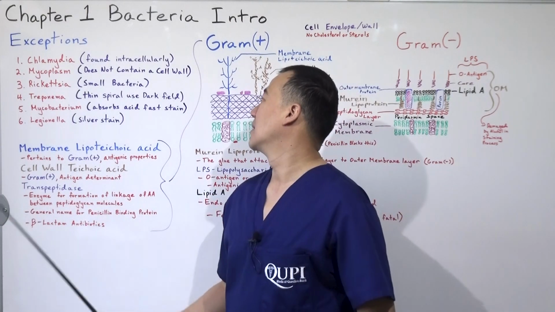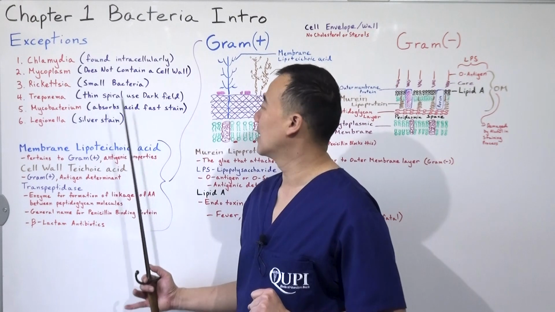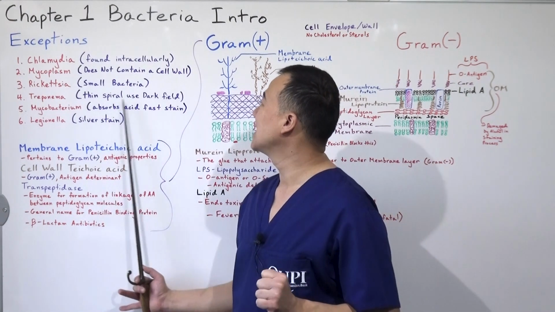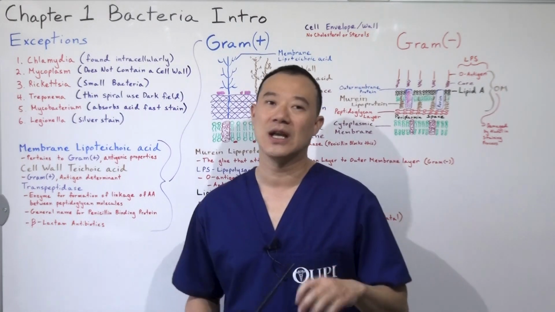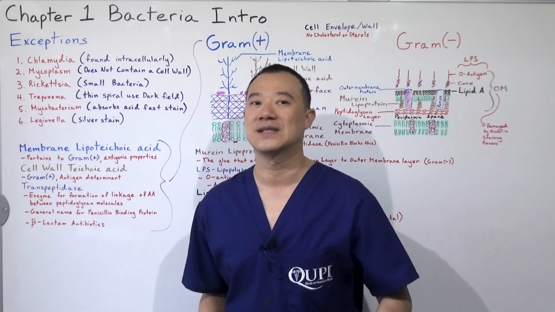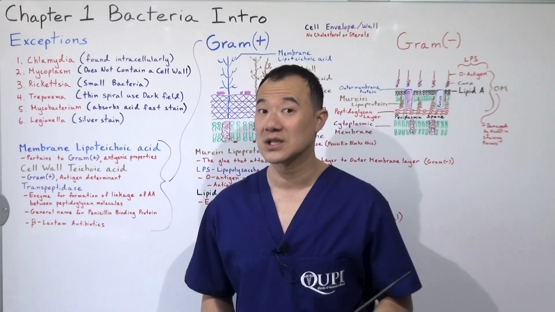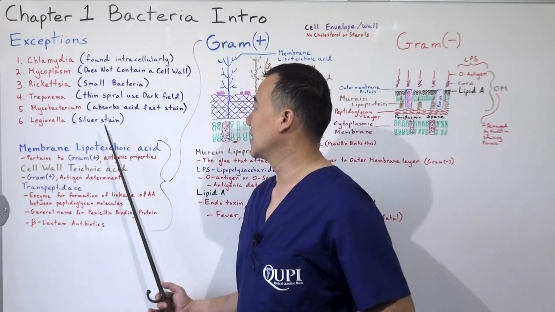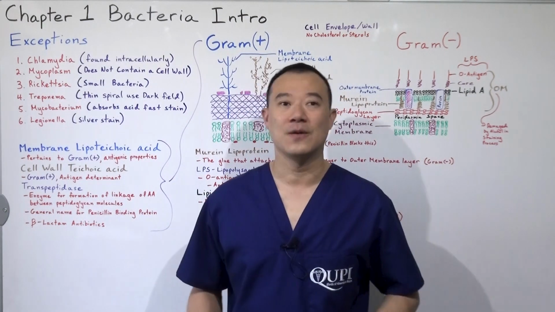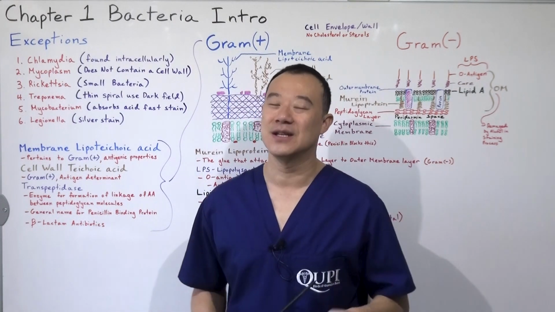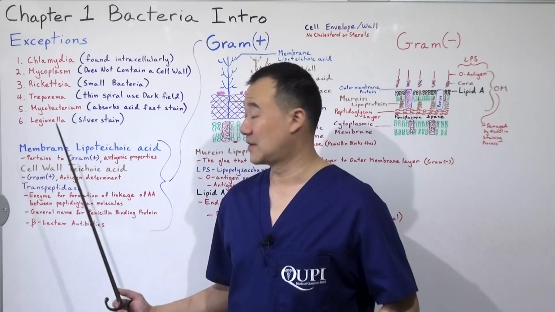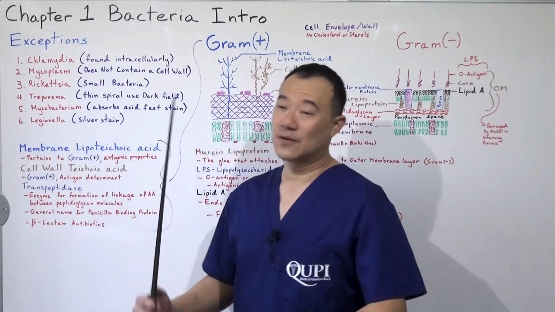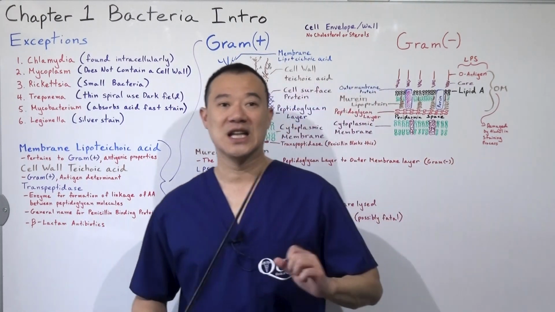Rickettsia, it's a small bacteria. Treponema, again, another STD. Thin spiral, use dark field. So it's a thin spiral shaped bacteria, and in order to visualize this, we use dark field microscopy. Mycobacterium, it absorbs acid fast stain. We will dive deeply into Mycobacterium. It's a big family of bacteria, and it's very important. Legionella, think silver stain. Okay, so if you see silver stain, think Legionella.